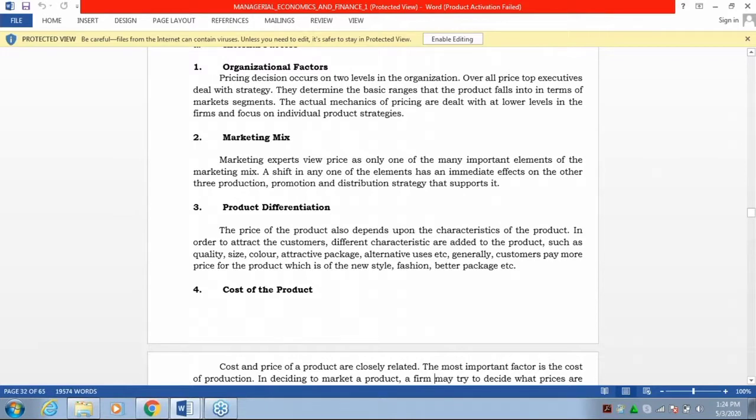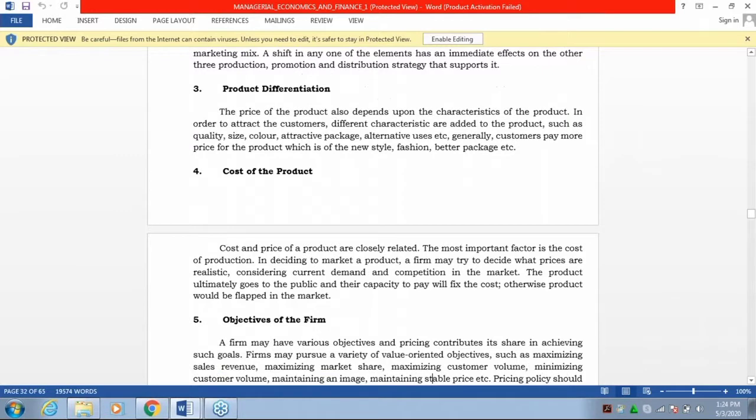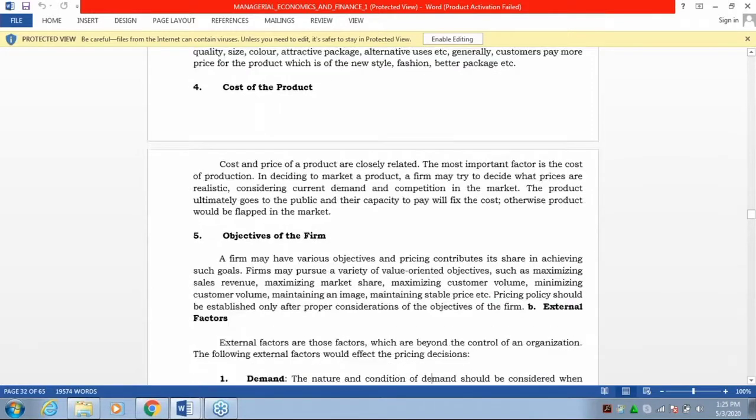So we have that of the cost of the product. The cost and the price of the product are closely related. The most important factor is the cost of production. So if Mr. A has spent 20 naira in making a product available, and Mr. B was able to spend up to 18 naira to make the product available, Mr. A now tags his product price as 22 naira, and Mr. B tags his own product price as 20 naira 50 kobo. You know, the production cost has determined what will be the price of individual producers. So the cost of the product is a determinant factor.